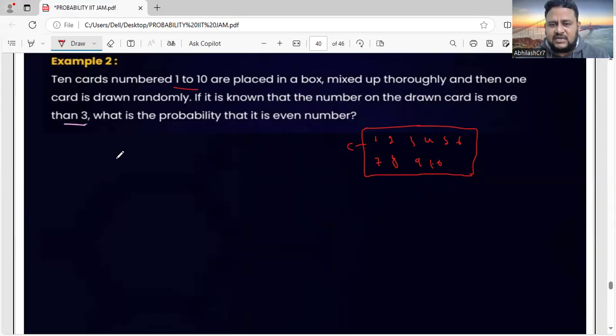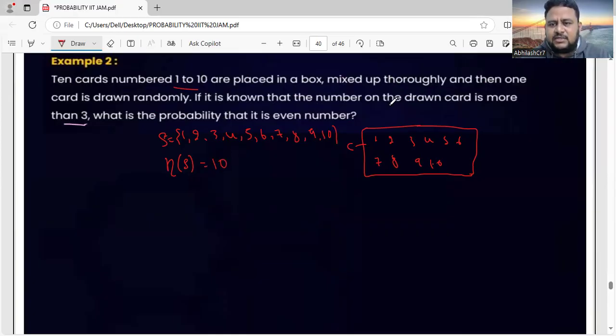So if there are 10 cards, n of S will be how much? The sample space is nothing but, let me write it: 1, 2, 3, 4, 5, 6, 7, 8, 9, and 10. For your understanding I'm writing it, but in the examination, while solving, you will directly know n of S is 10. So this is S, and n of S is 10.